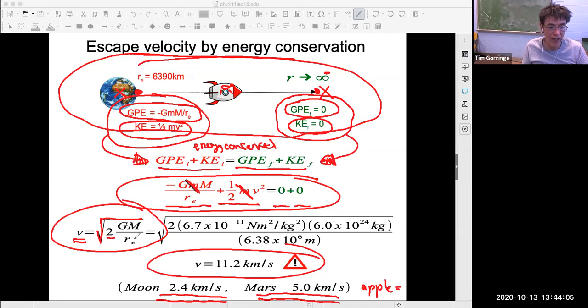What is RE? 6,390 kilometers. That is the distance between where the rocket blasted off at the surface of the Earth and the center of the Earth. So that's the distance that's in the universal law of gravity. It's the radius. If you blast off from the surface of the Earth, it's the radius of the Earth. Just like the apple is at the radius of the Earth, if you apply Newton's law of gravity, universal law of gravity to it.